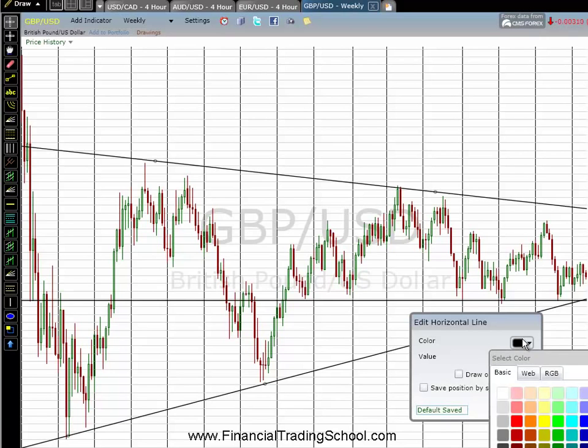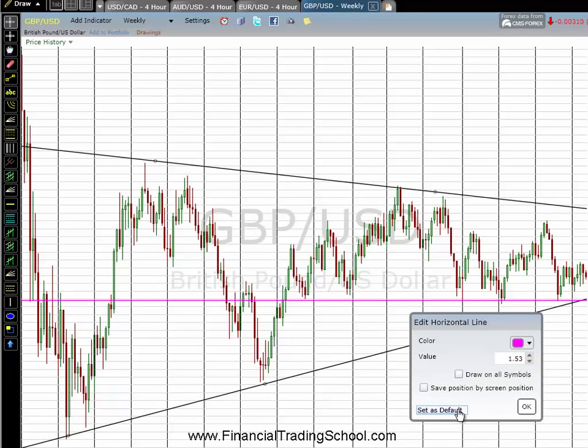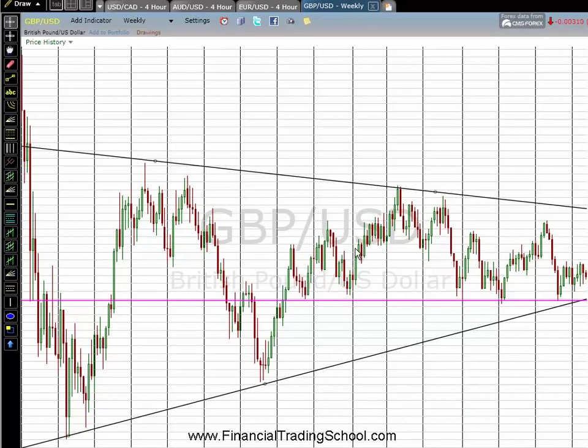Or I mean, no, this is weekly now, so this is pink. So that's a pink line like that, and maybe we want to draw another level like that. That top. We're ignoring this part here.